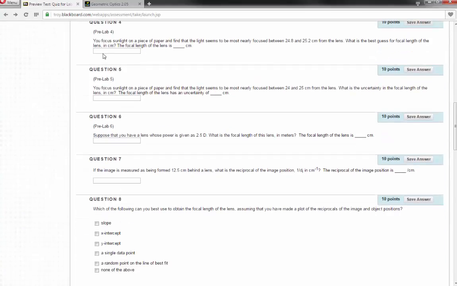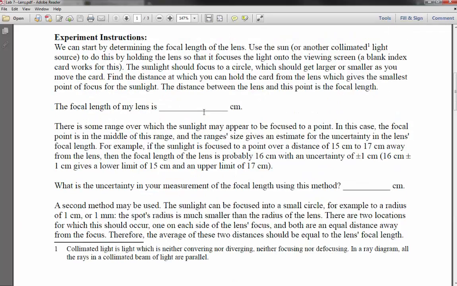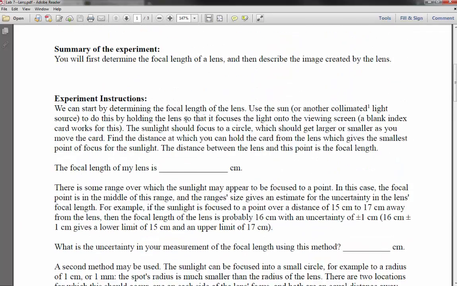Question number 4 says, you focus the sunlight onto a piece of paper and find that the light seems to be most nearly focused between 24.8 and 25.2 centimeters. So what is the best guess for the focal length of the lens? We can open up those instructions again. This is actually referring to the first method, so we're kind of going in reverse order of methods.